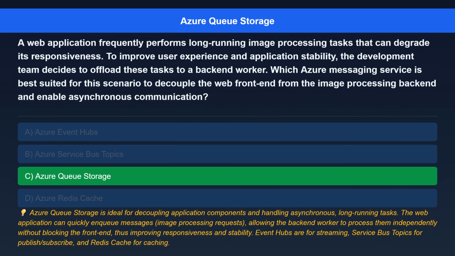The correct answer is Azure Queue Storage. Here's the explanation. Azure Queue Storage is ideal for decoupling application components and handling asynchronous, long-running tasks. The web application can quickly enqueue messages, image processing requests, allowing the back-end worker to process them independently without blocking the front end, thus improving responsiveness and stability. Event Hubs are for streaming, Service Bus Topics for publish/subscribe, and Redis Cache for caching.